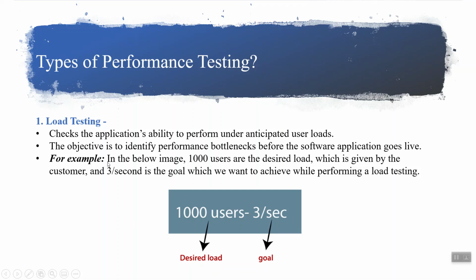One example is in the below image, you can see 1000 users and 3 per second. I mean, if there are 1000 users, our goal is to serve 3 users per second. So in the below image, 1000 users are the desired load which is given by the customer and 3 per second is the goal which we want to achieve while performing a load test.